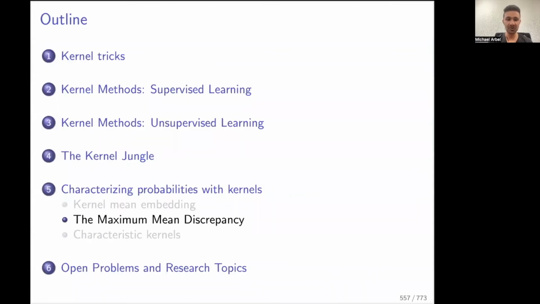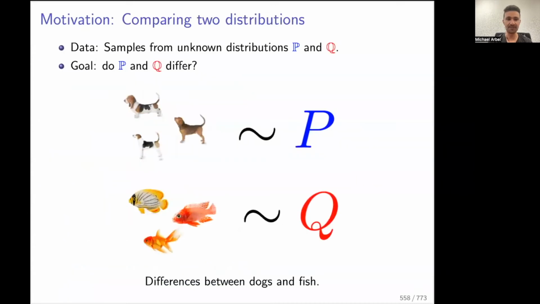Now that we have introduced the kernel mean embedding, we are in a position to use it to define a similarity measure between probability distributions. This will be done through the concept of maximum mean discrepancy. So remember, the goal is that we are given some samples from two distributions P and Q, and we would like to measure how P and Q differ just by looking at the samples.